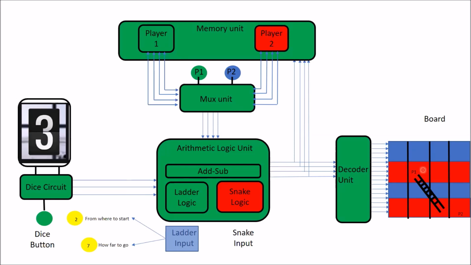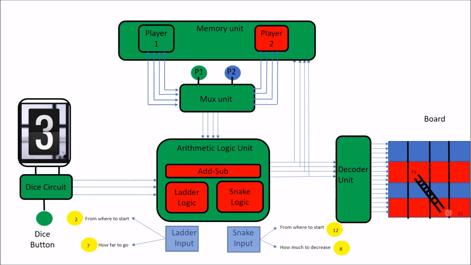1, and player 1 is in the 9th point, and I have a 3 in the dice circuit. So what I need to do is design my snake input somewhere here, at the 12th position, and I want to make it here, the end position. So that is actually 4.